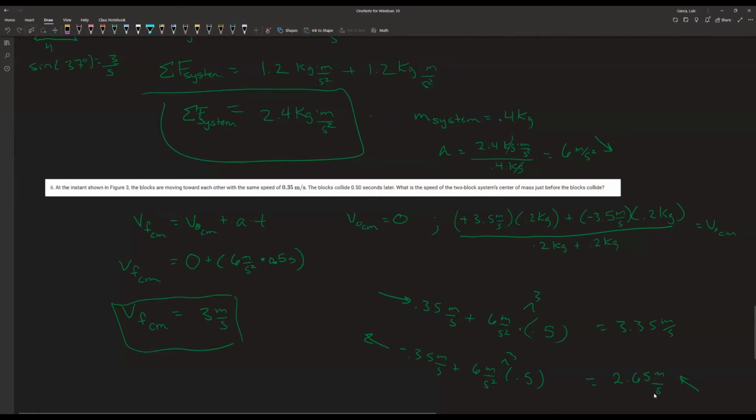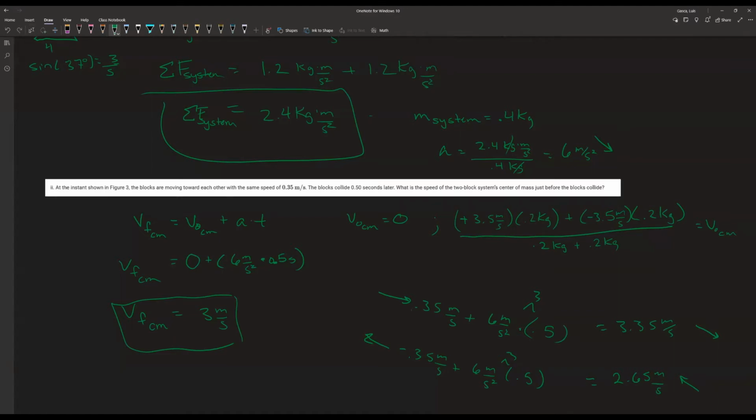And so even though each of these blocks have their own physics, the acceleration of the center of mass here will be the same for both because they're both on the ramp and they both have the same acceleration. So if one of them has an acceleration of 6 meters per second squared down the ramp, and the other guy has an acceleration of 6 meters per second squared down the ramp, we add those two numbers and then divide by the sum of their masses, and the masses cancel out, and we still get the same number for the acceleration of the center of mass here.